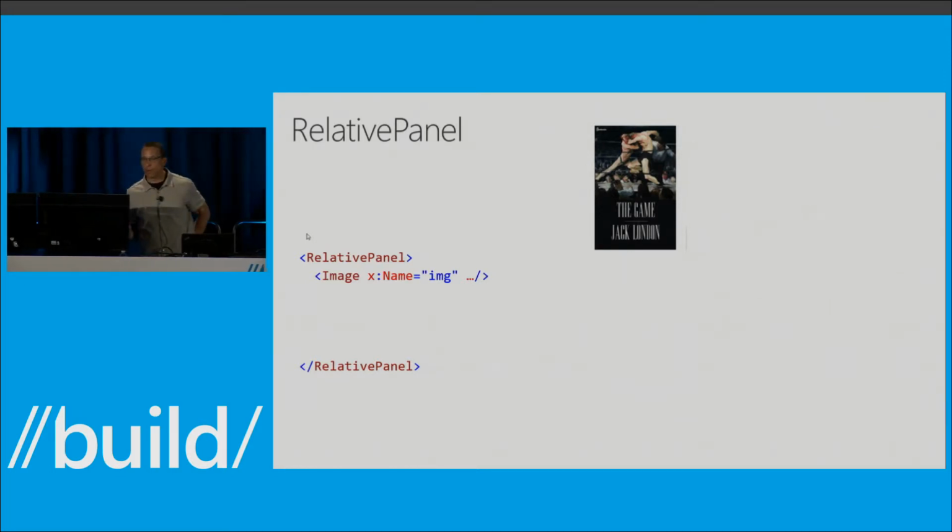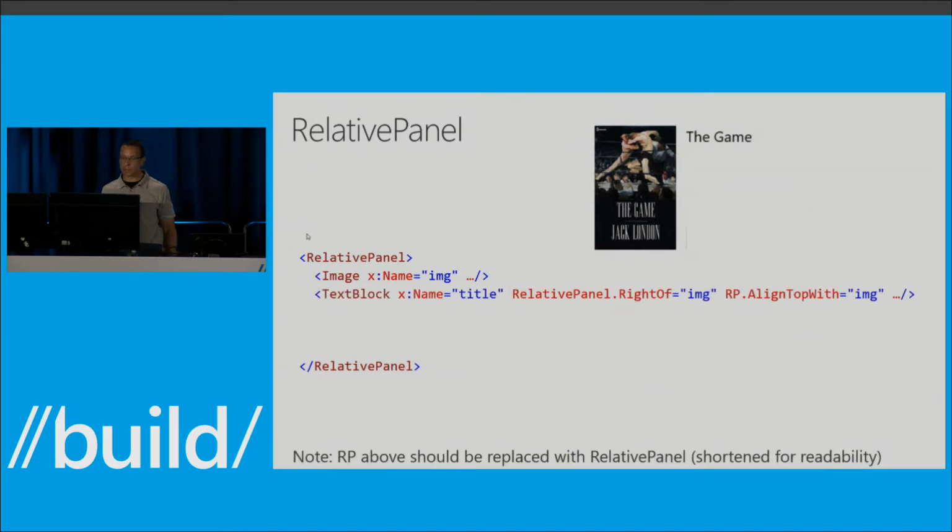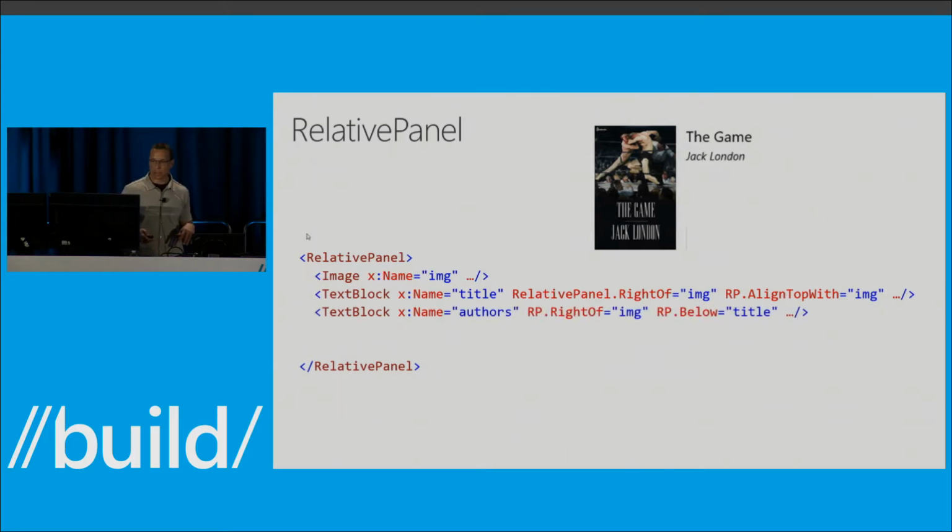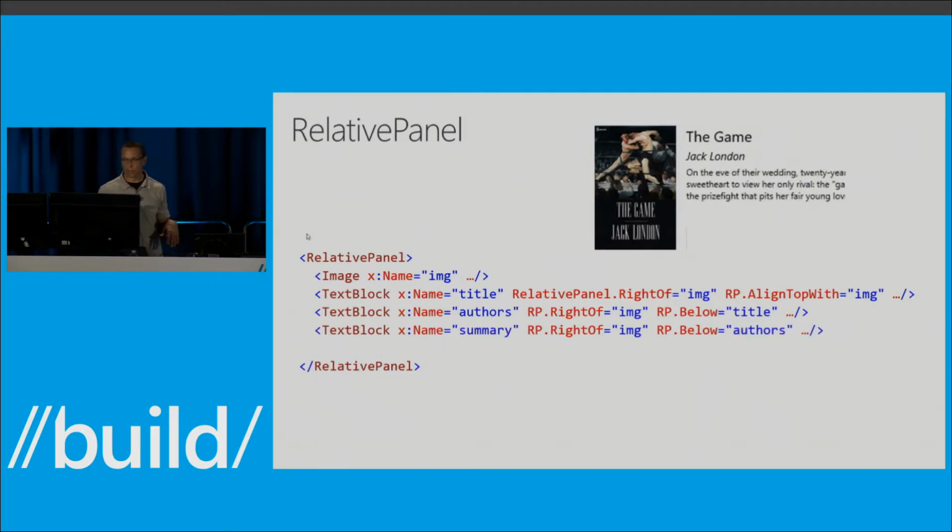And with relative panel, you would just stick your image in it. You would say my text block's title, and you would say it's to the right of the image and aligned with the top of the image. And the next text block is just aligned to the right of the image again and below the previous one.